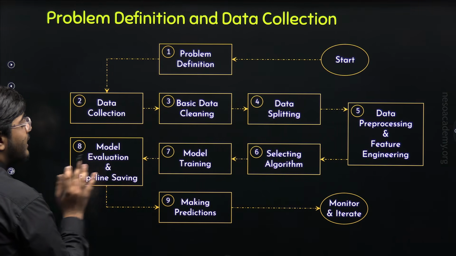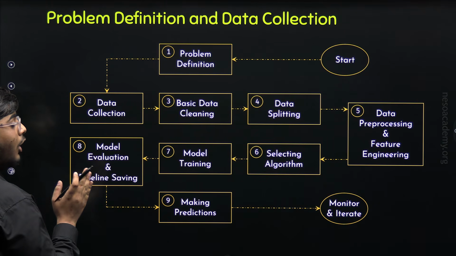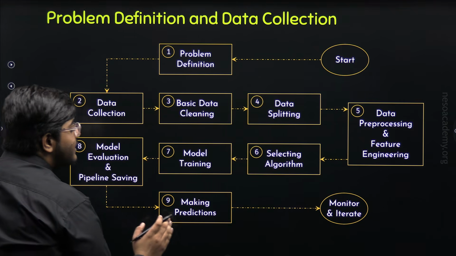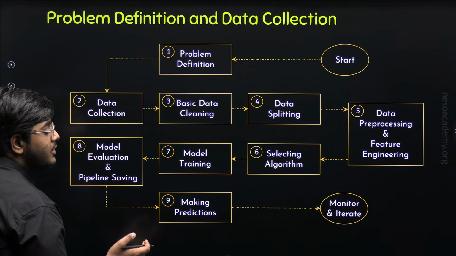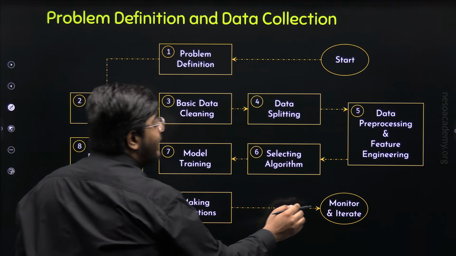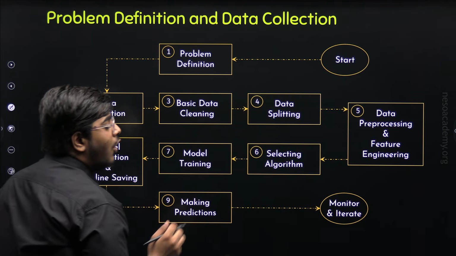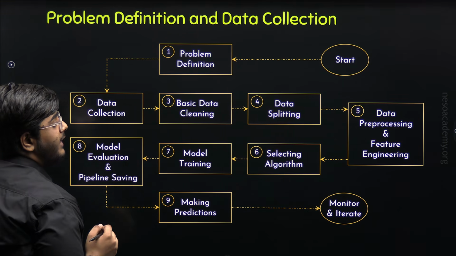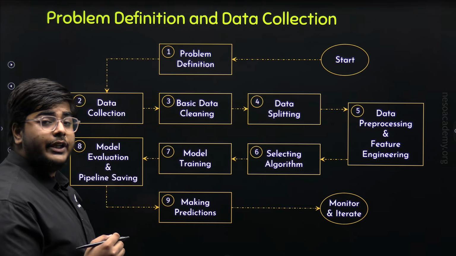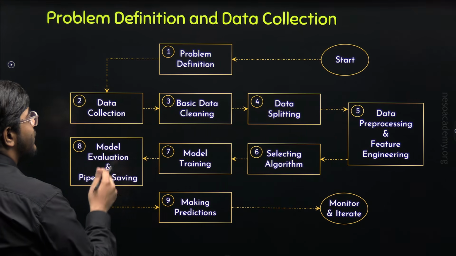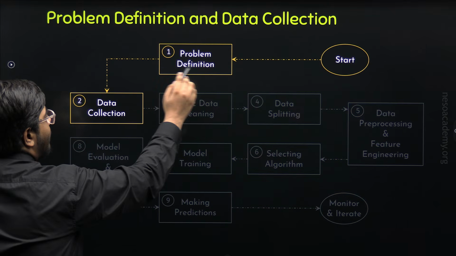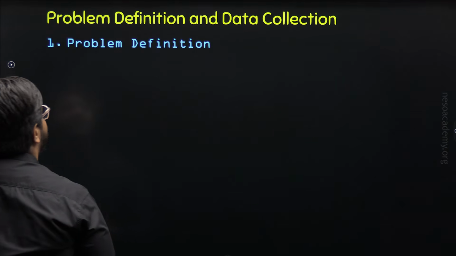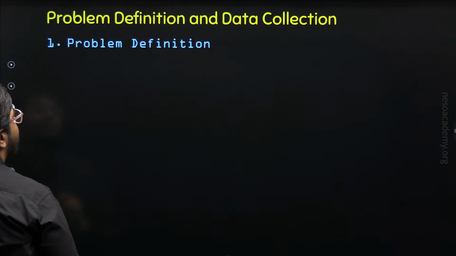Then, we evaluate the performance of the machine learning model on unseen data. Finally, we save the machine learning model and we use the machine learning model to make predictions on new data. We also continuously monitor and improve the performance of our machine learning model over time. So this is the machine learning pipeline. And as I have just told you, in this lecture, we are going to focus only on the first two steps, problem definition and data collection. So let's start with problem definition. That is the step number 1.